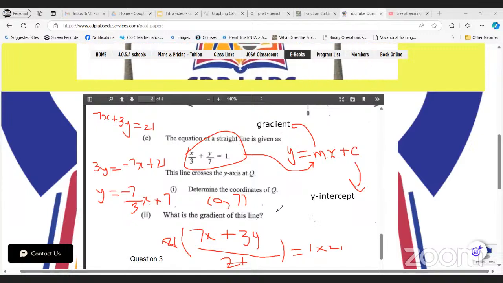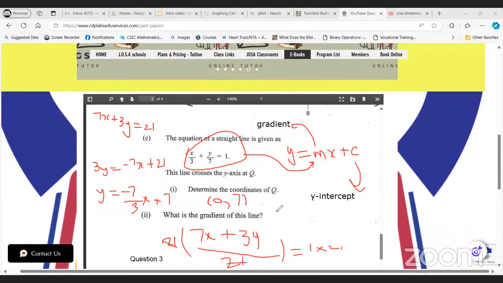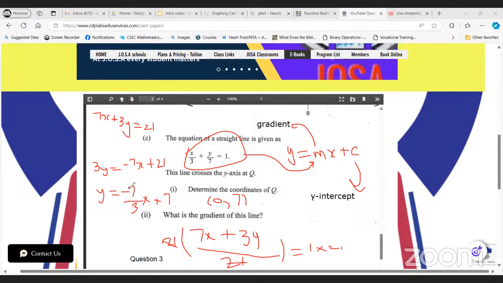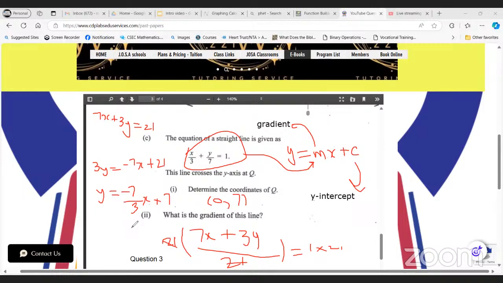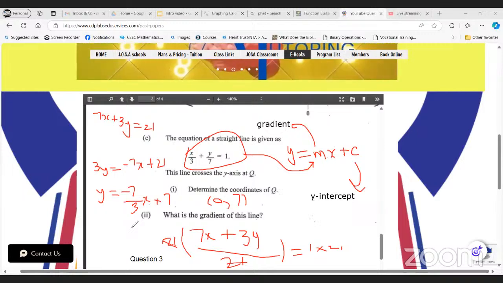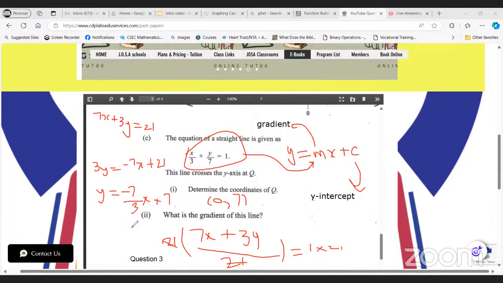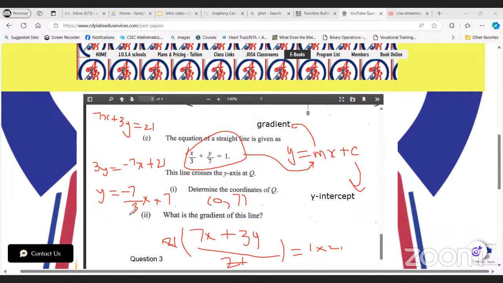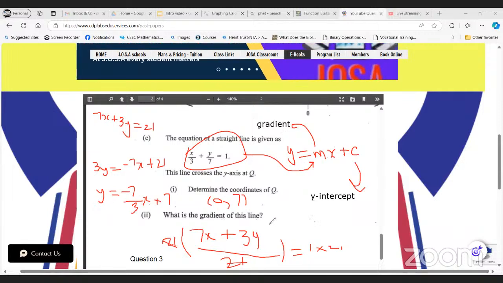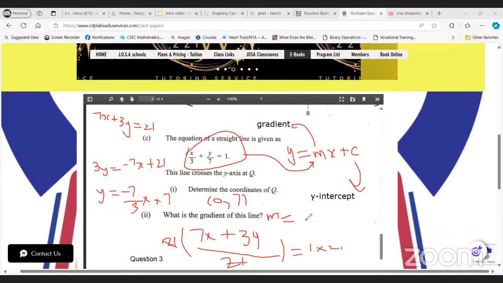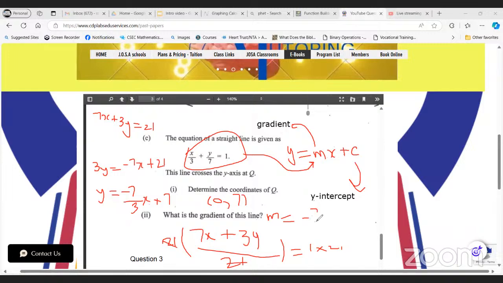Now they want to find out the gradient of this line. The gradient is m, the coefficient of x, or the number in front of x. Now negative 7/3 is a number. It's an improper fraction, but you could write it as a mixed fraction if you chose. So in this case we could write that m is equal to negative 7/3.